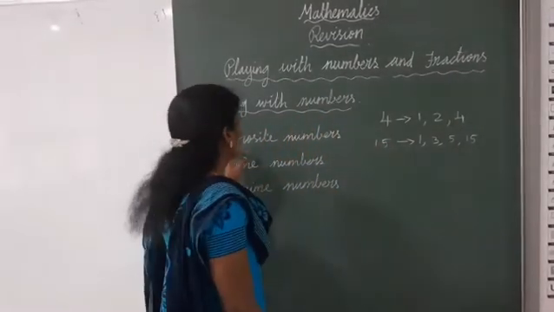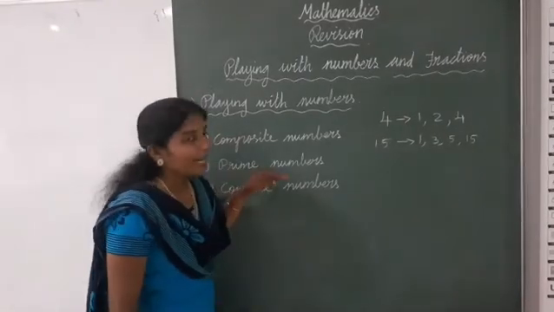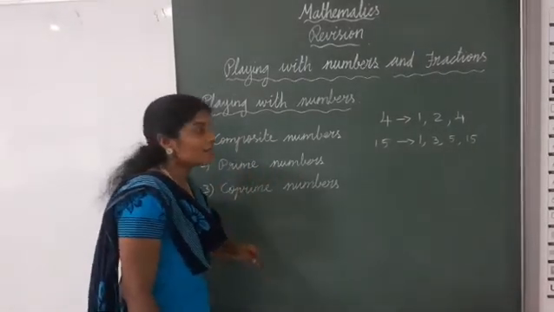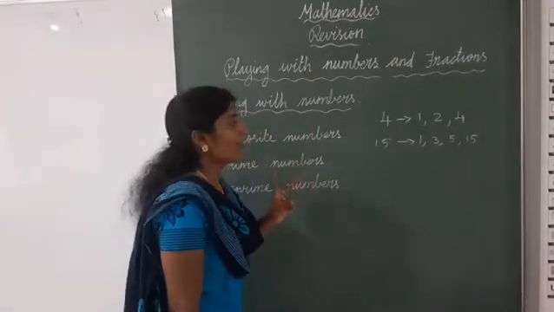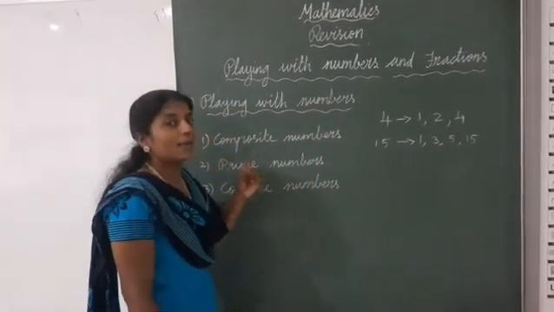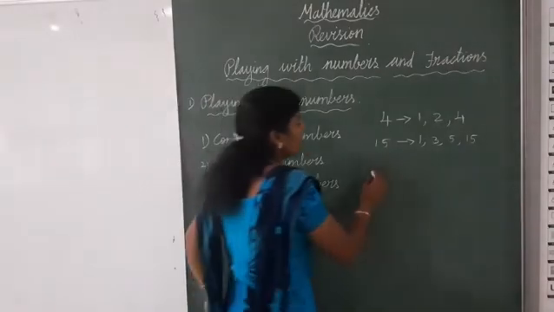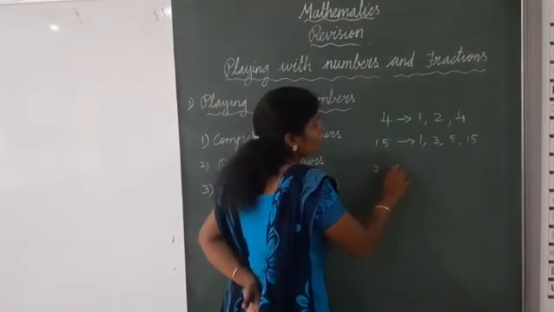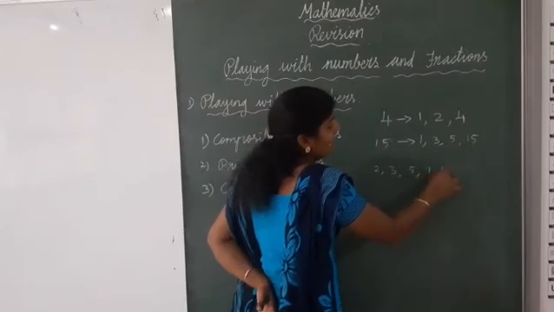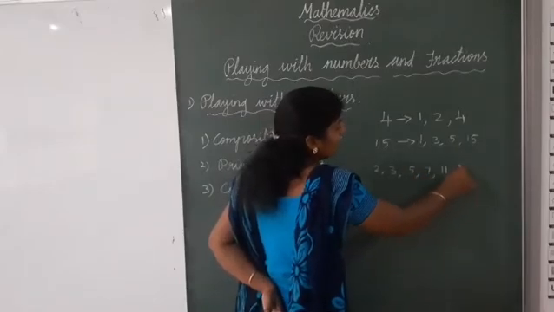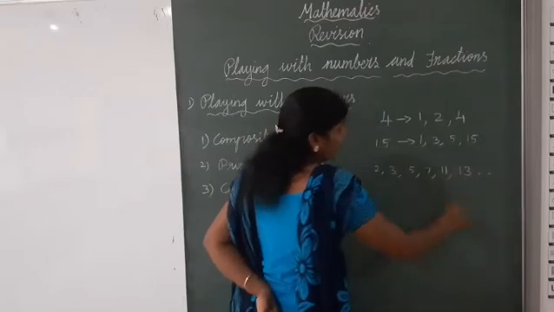Now, next one, prime numbers. What is a prime number? Exactly 2 factors. Exactly 2 factors means that the number is a prime number. What are the prime numbers? Can you say? 2, 3, 5, 7, then 11, then 13, etc.